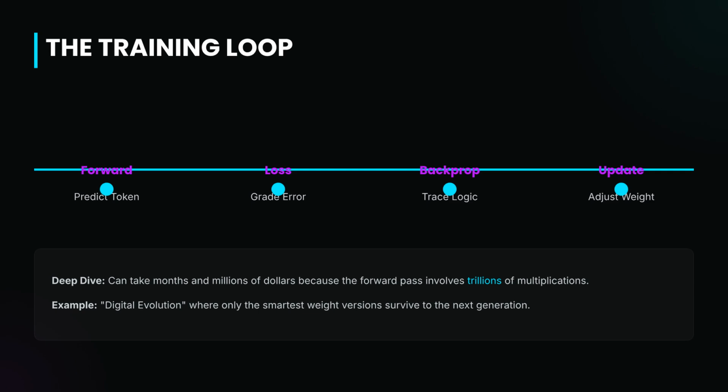The training loop consists of 4 steps: forward, where the token is predicted; loss, where the error is graded; backprop, where the logic is traced; and update, where the weights are adjusted. This can take months and millions of dollars due to the trillions of multiplications involved in the forward pass.